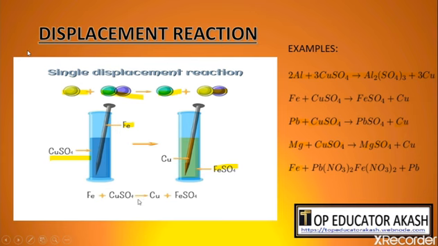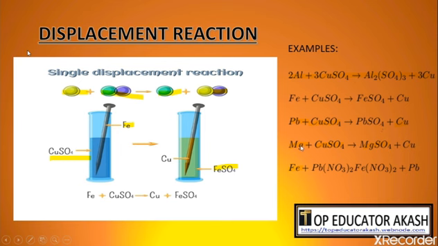Fe plus CuSO4 is equal to Cu plus FeSO4. This is a displacement reaction. Fe, which is more active, displaces the Cu from the compound. Other examples are aluminium plus copper sulfate. When they are reacted, aluminium sulfate plus copper are formed. When lead is reacted with CuSO4, then lead sulfate and copper are formed.